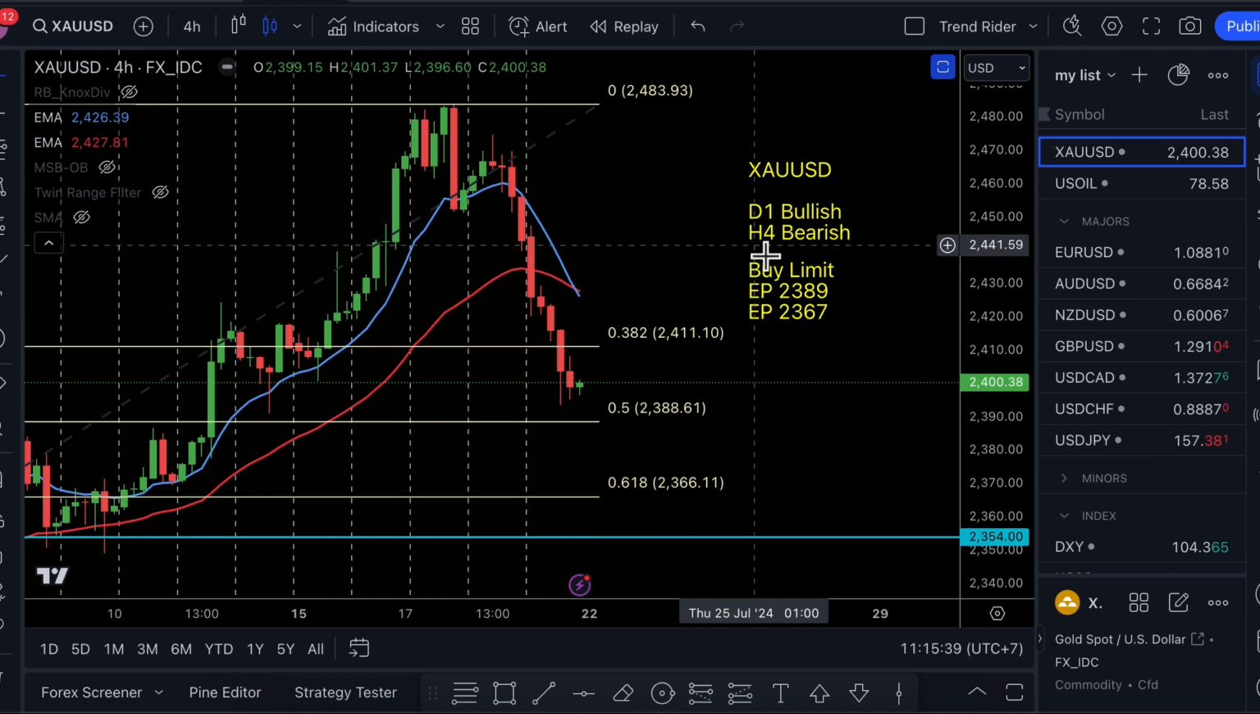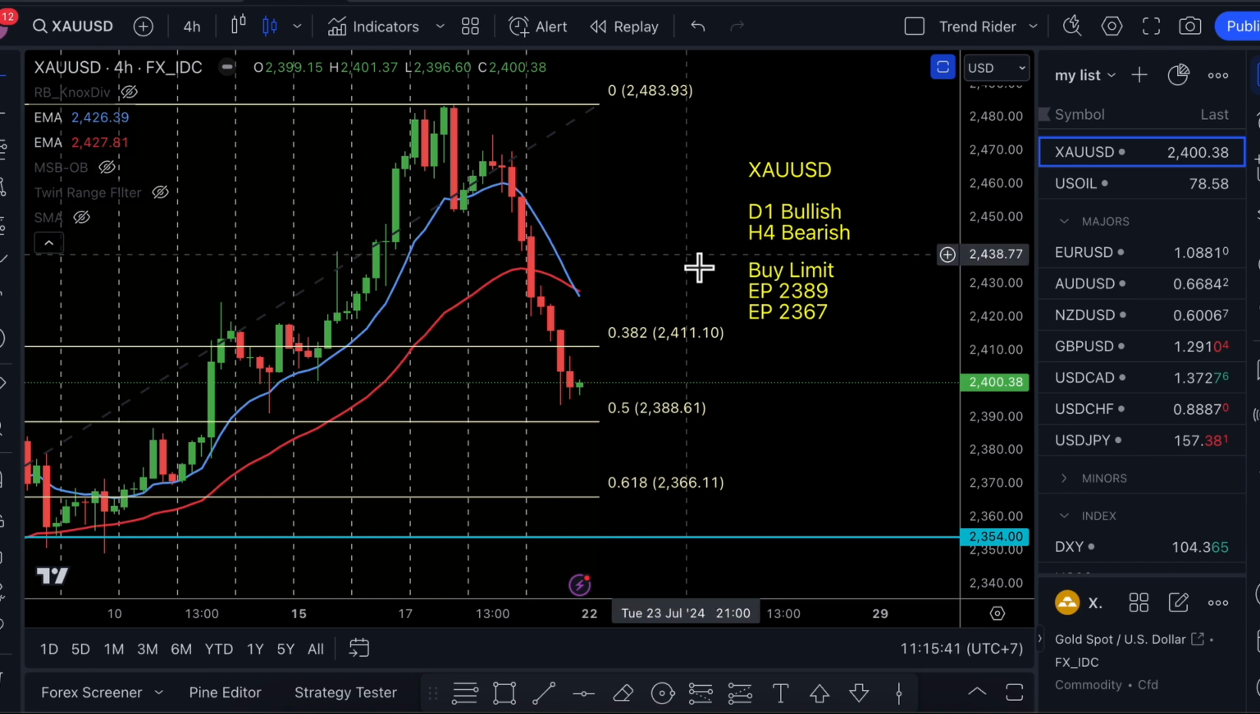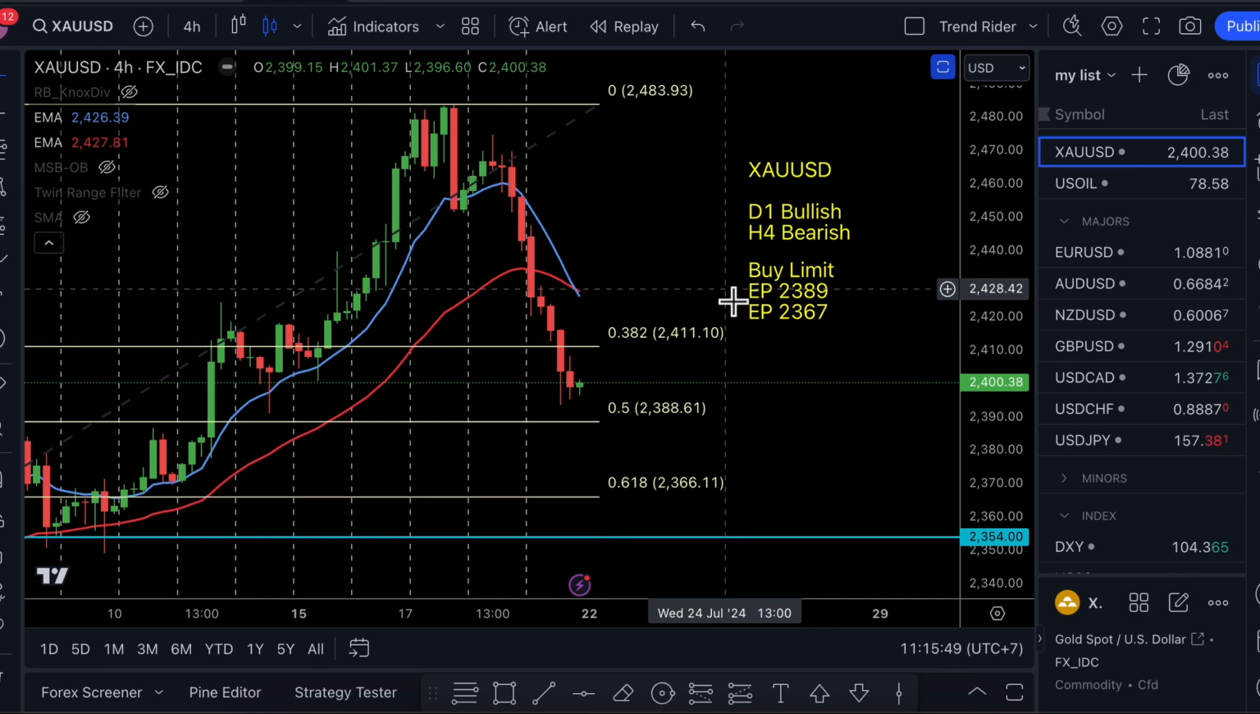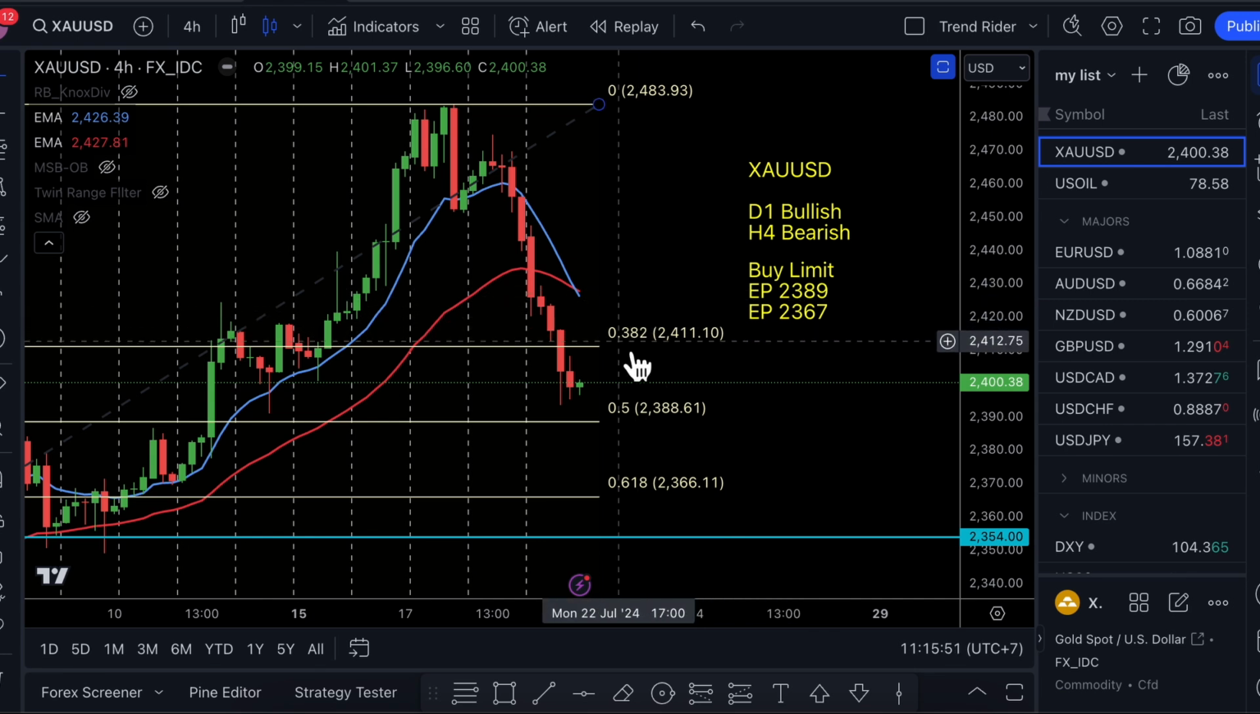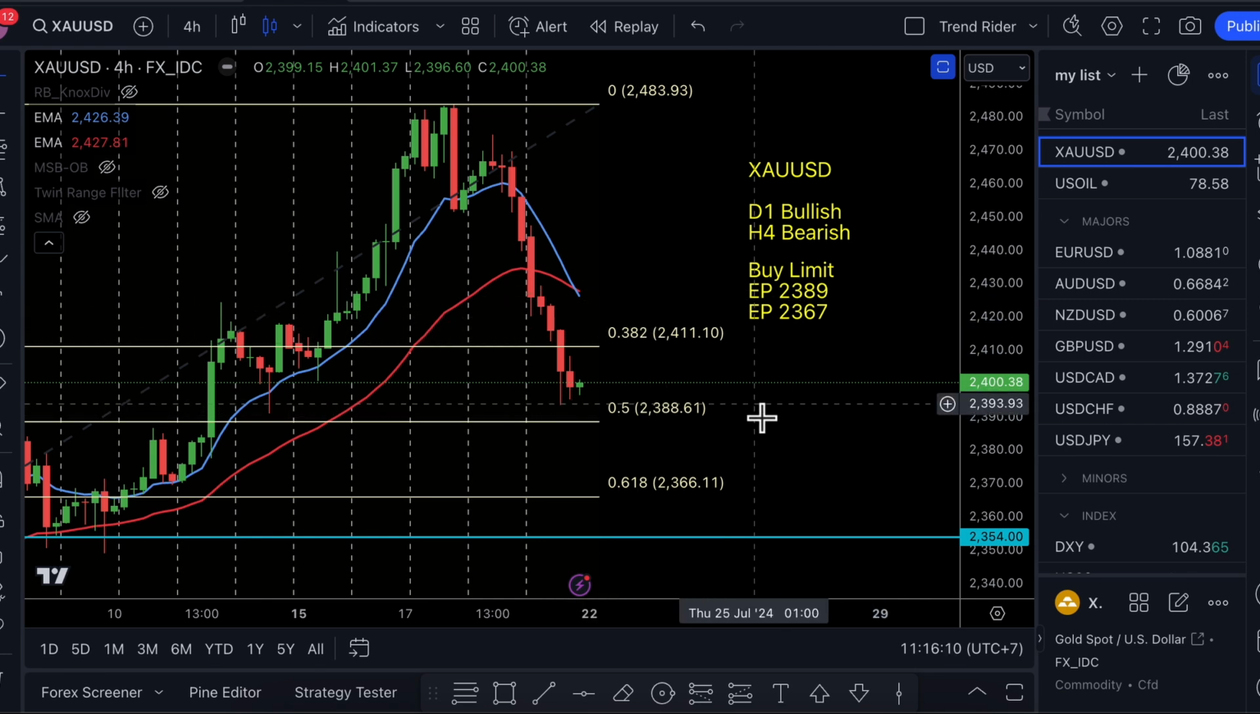And then, well, I have conflicting signals. Day 1 is bullish, H4 is bearish, but I believe that gold will continue to be bullish for the long term. So I have two entry prices here at the two support zones. The first one is around 2389. That's our Fibonacci level, 0.5. And then the second potential entry point is 2367, and that would be the next Fibonacci level, the next support level.